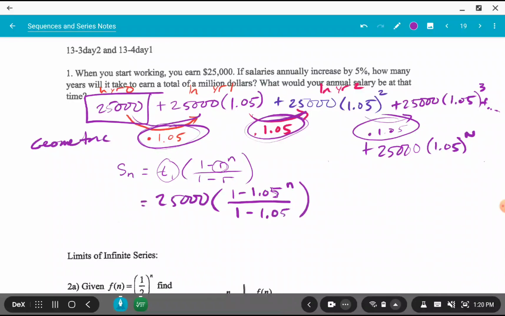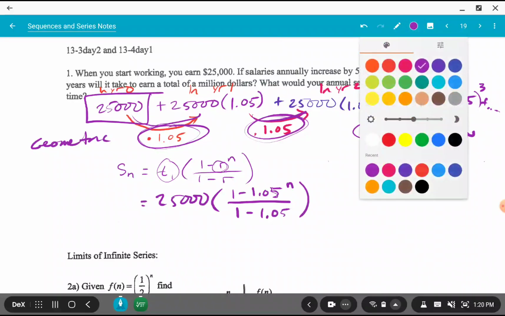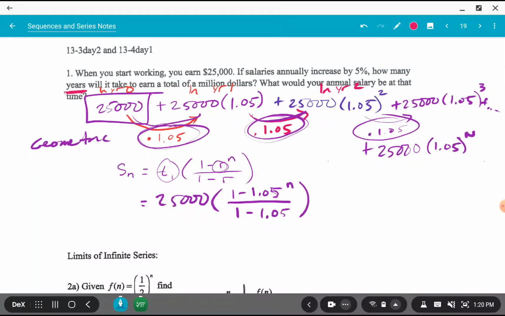Okay. Now, the question is asking us, how many years will it take to earn a total of $1 million? What does it mean when it asks us how many years? What are we looking for? Hopefully what you're saying is how many years is the same thing as solving for n, which means we must know what's on the other side. Oh, $1 million. That's going to be our sum, right? When we add everything up, it should add up to $1 million. So now our equation looks like this, and now all we need to do is solve for that n value.